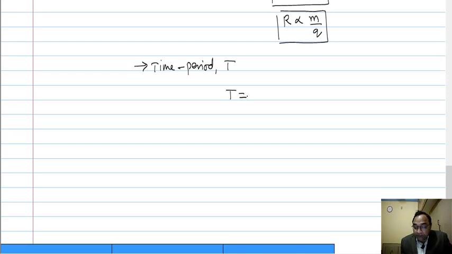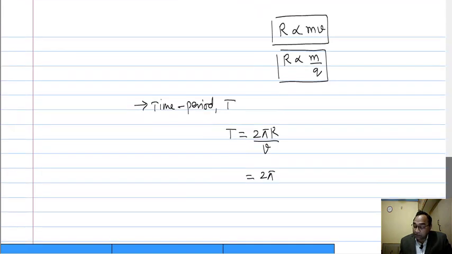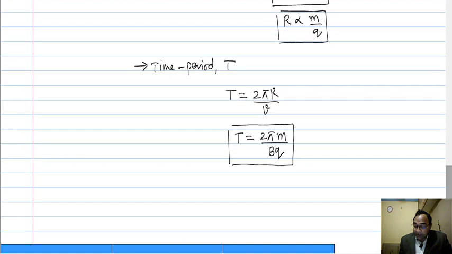Time period will be distance, which is 2 pi r, by speed, which is velocity. So, this gives us 2 pi r by v. Now, we know that r is equal to mv by bq. So, we want r by v. So, m by bq. So, 2 pi m by bq. This is the time period of that charged particle in the magnetic field.